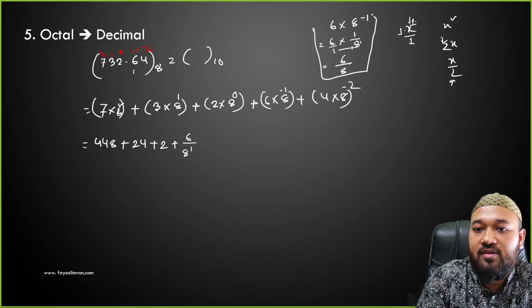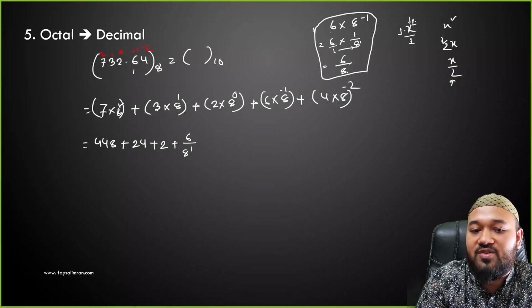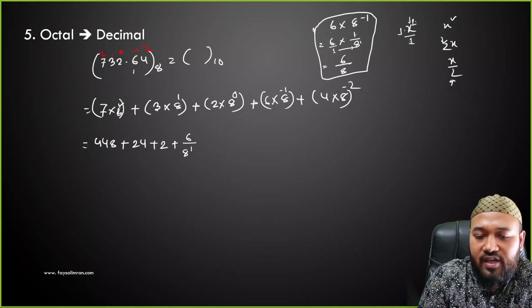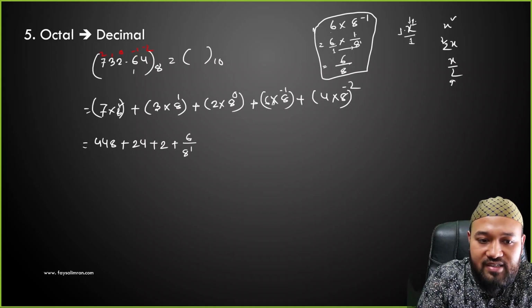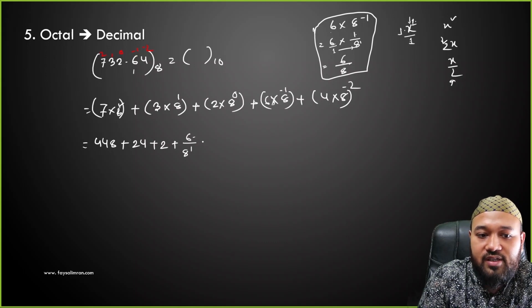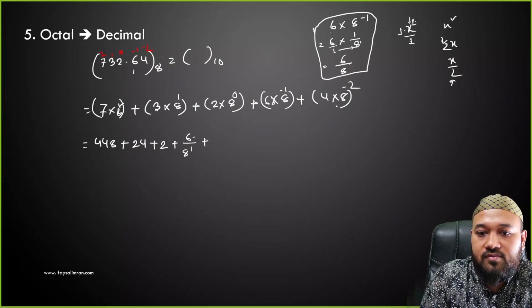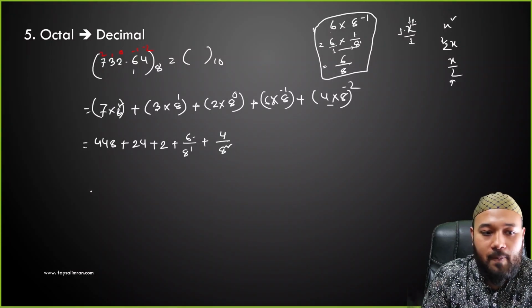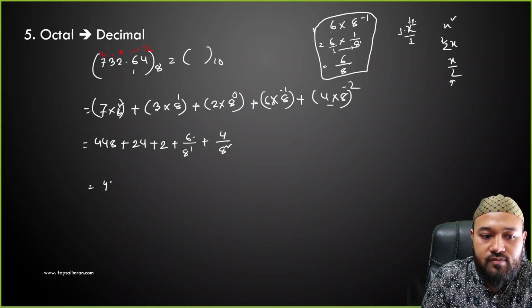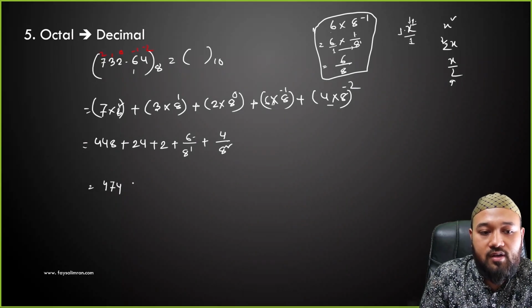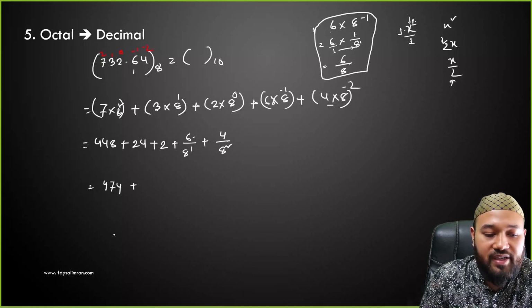So this is the actual process of how it comes: 6 by 8. If anything, keep multiplying by 8, we can easily put it here, right? Plus here also 4 by 8 square. So 448 plus 24 plus 2, that means 448 plus 2 is 450, plus 24 is 474, and plus 6 by 8.